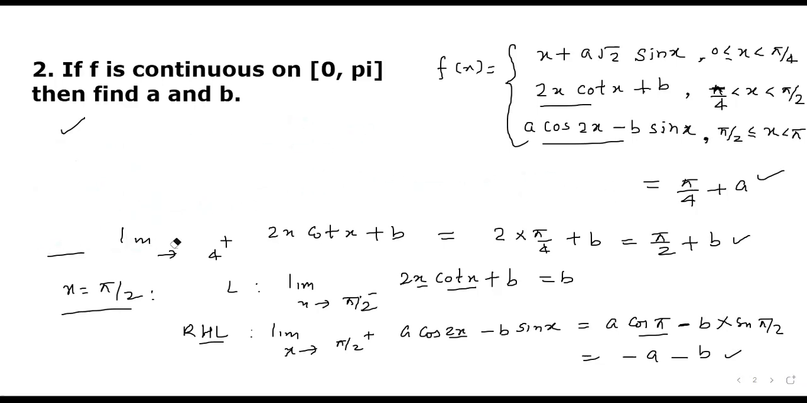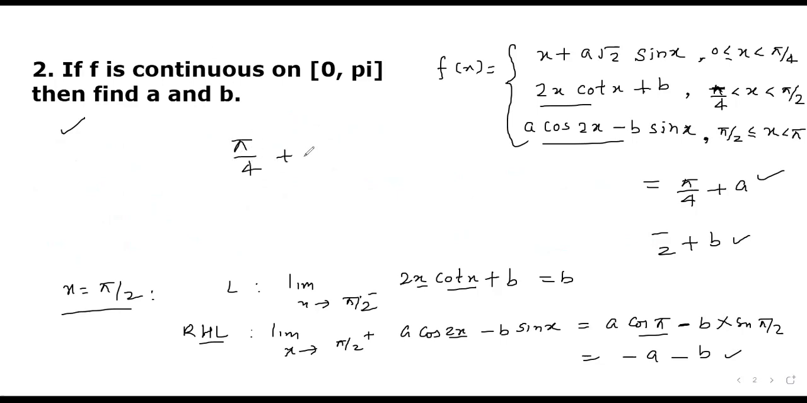So we have a relation pi by 4 plus a equal to pi by 2 plus b. So from here, a minus b will be pi by 2 minus pi by 4. So we take LCM, it will be 4. So 2 pi minus pi, that is pi by 4. So this is the first relation.